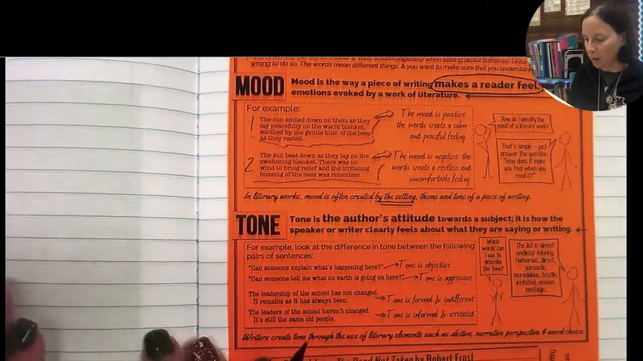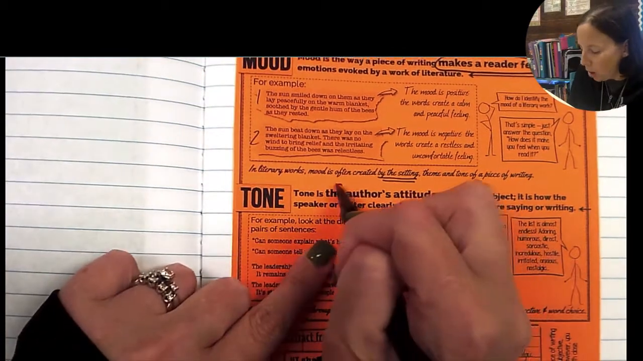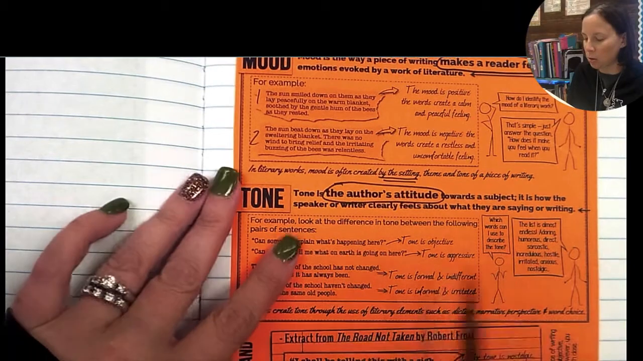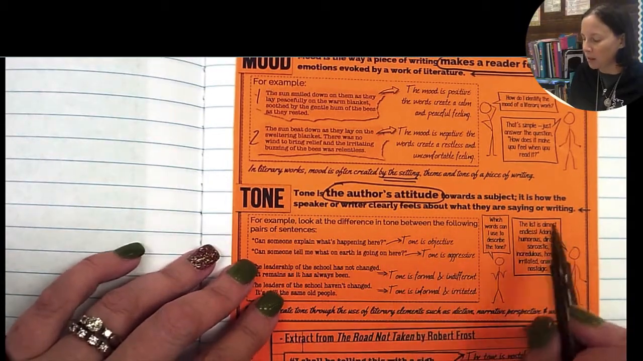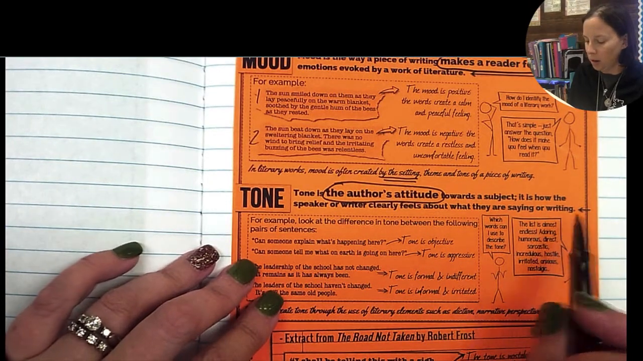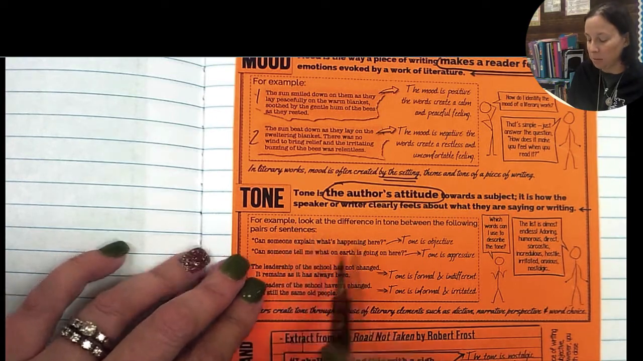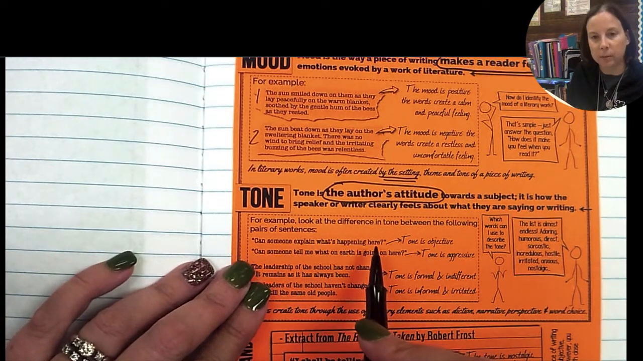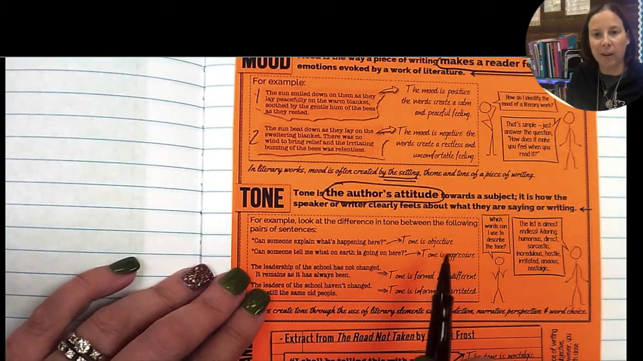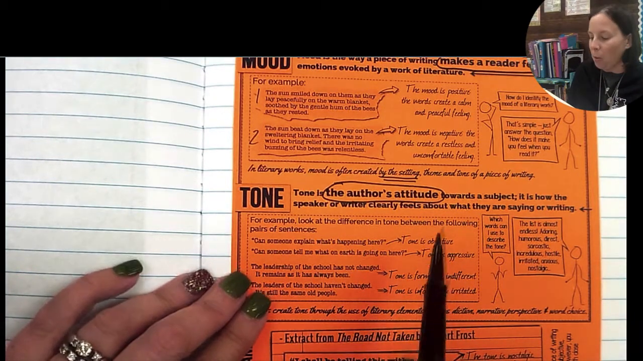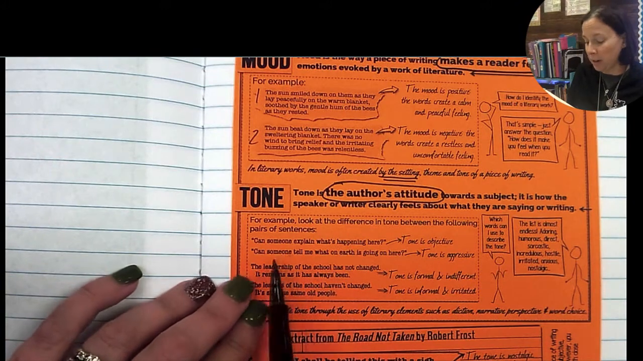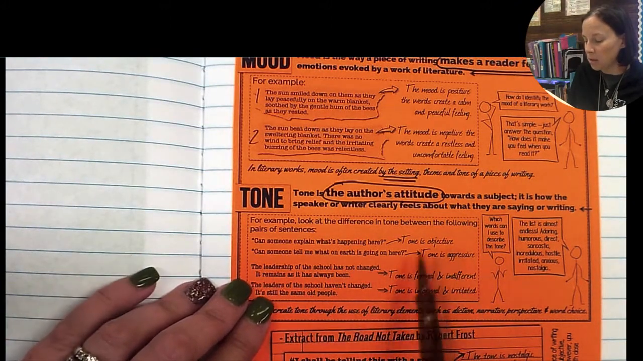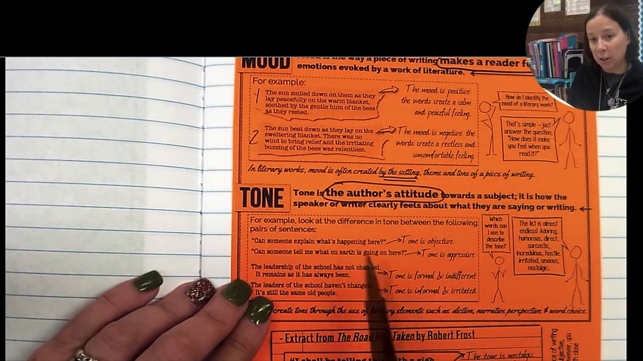Tone is the author's attitude towards the subject. It's how the speaker or writer clearly feels about what they're saying in the writing. For example, here are some differences. Can someone explain what's happening here? If somebody says that, it's very objective. I could have said it a completely different way. I could say, can someone tell me what on earth is going on here? This is much more aggressive. They're saying the same thing.